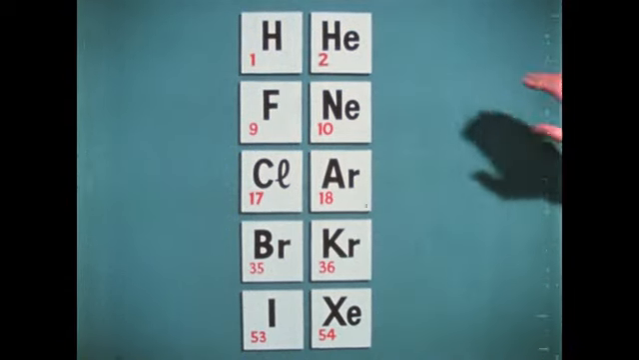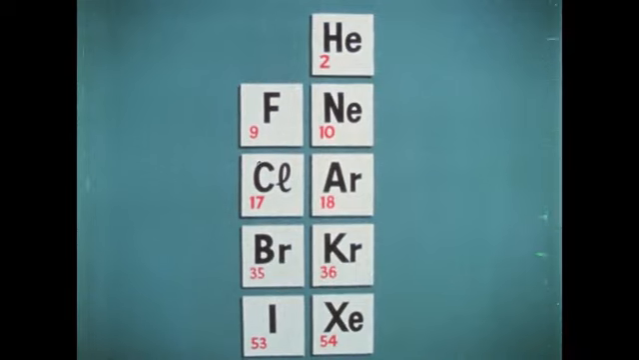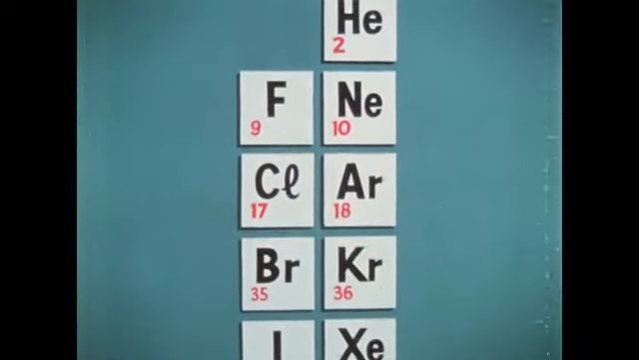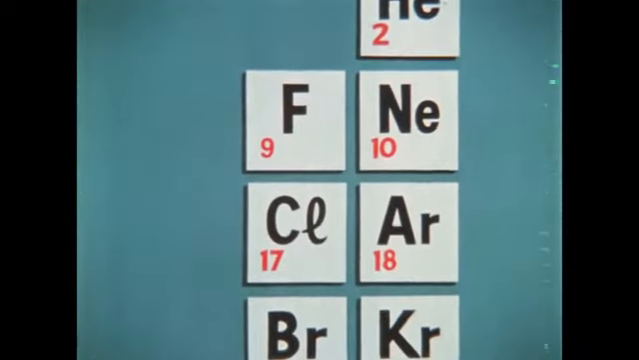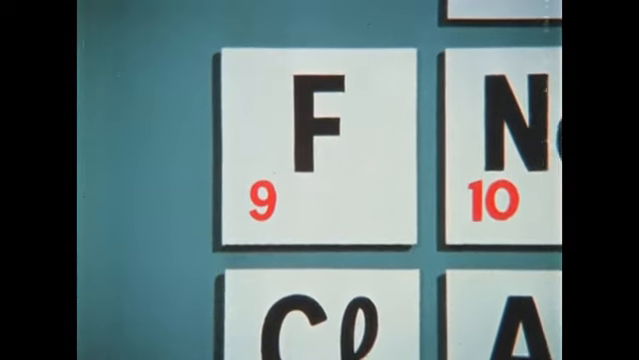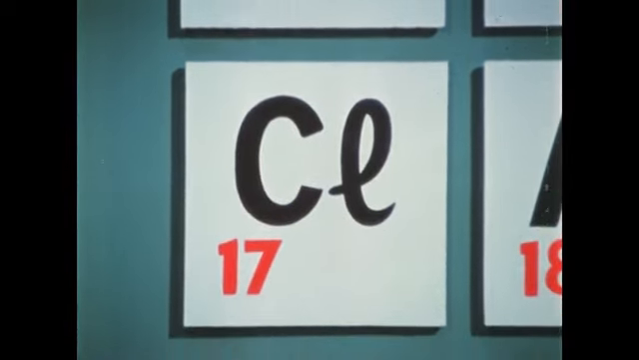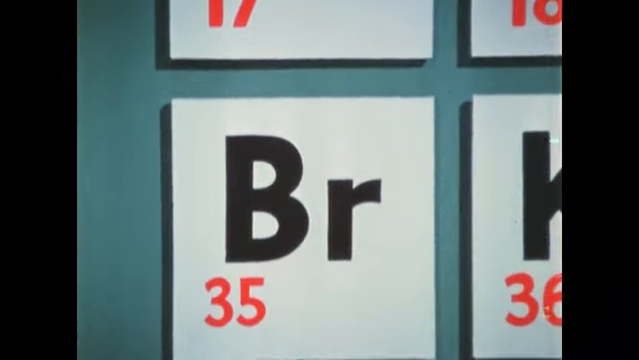Thus, hydrogen is not usually included in this family of reactive and chemically similar nonmetals, each with one less electron than an inert gas. The family of elements consists of fluorine, atomic number 9, chlorine, atomic number 17, bromine, atomic number 35, and iodine, atomic number 53.